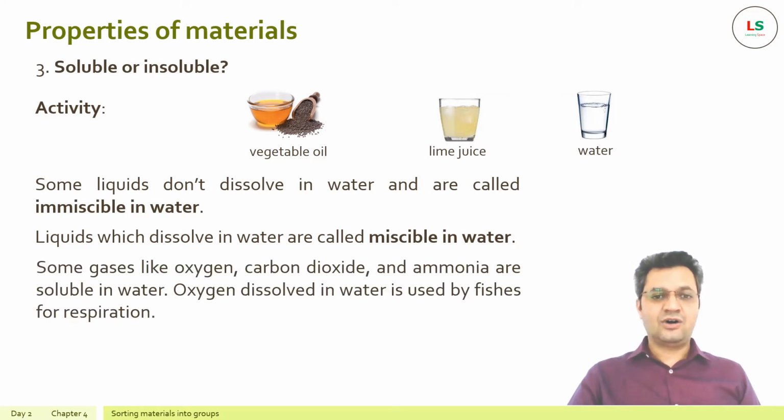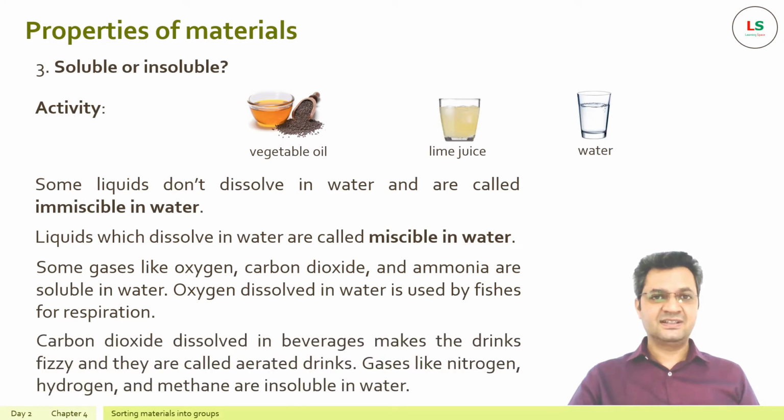Some gases like oxygen, carbon dioxide and ammonia are soluble in water. Oxygen dissolved in water is used by fishes for respiration. Carbon dioxide dissolved in beverages makes the drinks fizzy, and they are called aerated drinks. Gases like nitrogen, hydrogen and methane are insoluble in water.